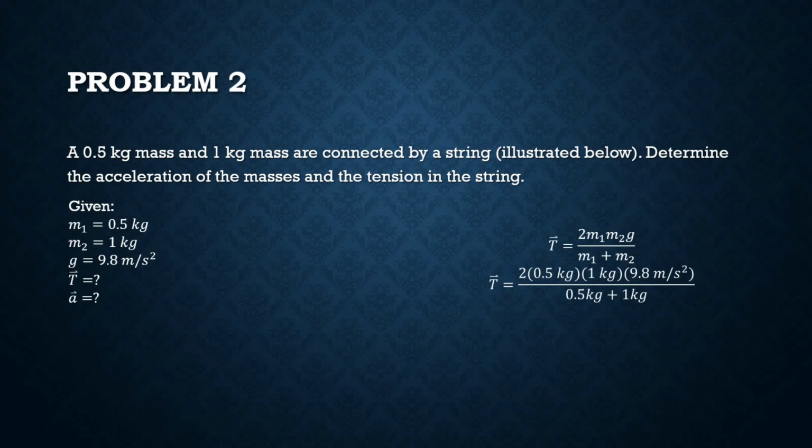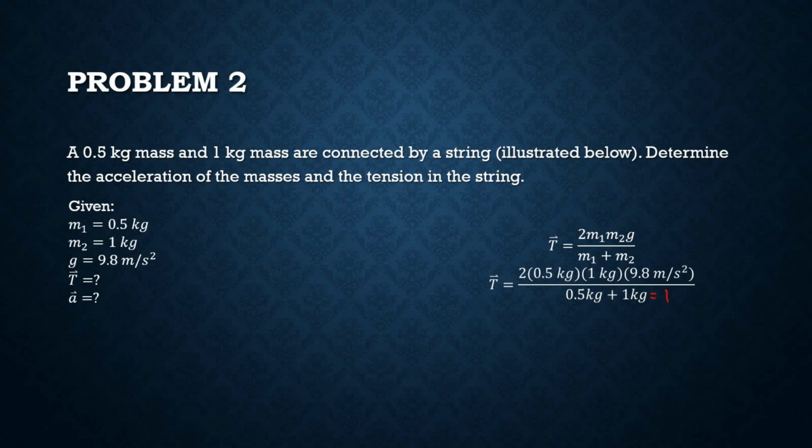is, using the formula as said earlier, the same method as we did earlier, substitute all the variables with the given, and then next you input this in the calculator. 2 times 0.5 is 1, times 1 is 1, and then times 9.8 meters per second squared, all over 1.5 kilograms. So that is what you get.